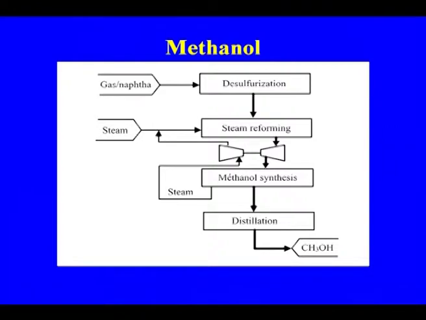So, this is in brief the summary of the process which I discussed earlier. What we are doing: the gas and naphtha, after vaporization, go to the desulfurization process, and then to steam reforming. From the steam reforming, the synthesis gas which we are getting goes for methanol synthesis, and then methanol synthesis goes to distillation.